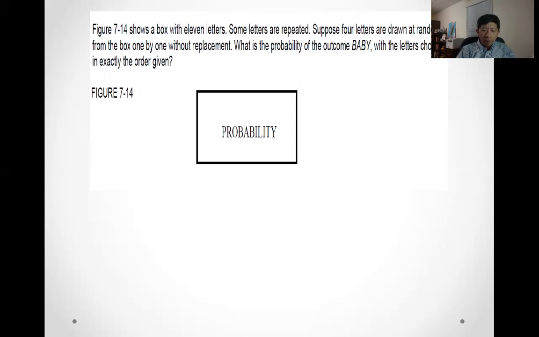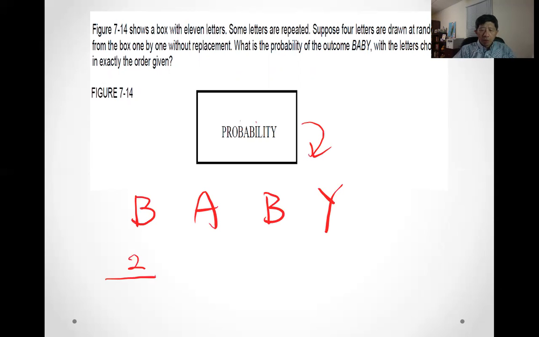So B, A, B, Y. And then we want to draw from here, right? What is the chance to get a B? How many B are there? 1 and 2. So I have 2 out of the total. Total, how many letters are there? I counted 1, 2, 3, 4, 5, 6, 7, 8, 9, 10, 11. So 2 out of 11, right?